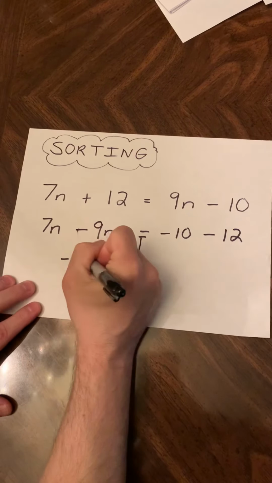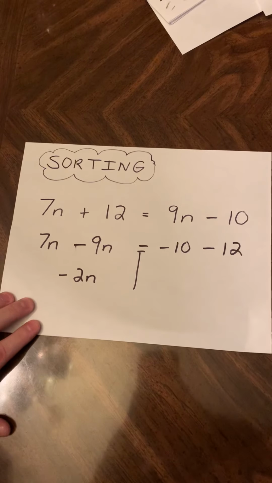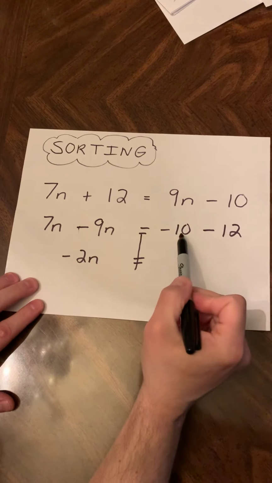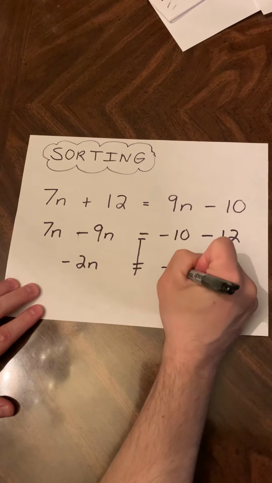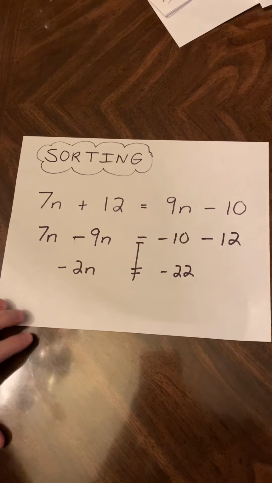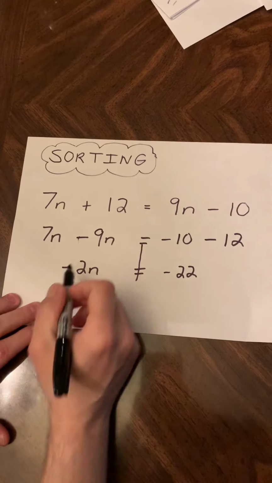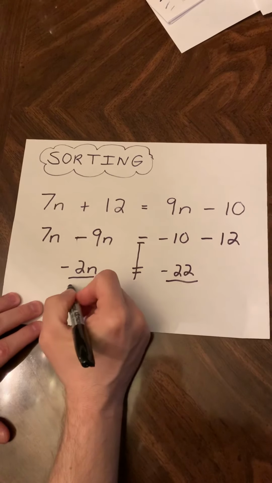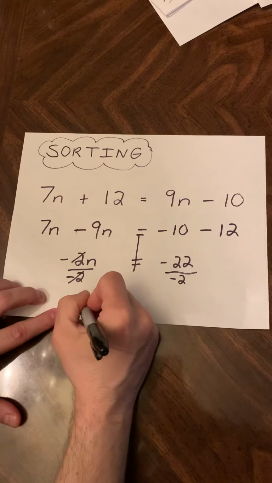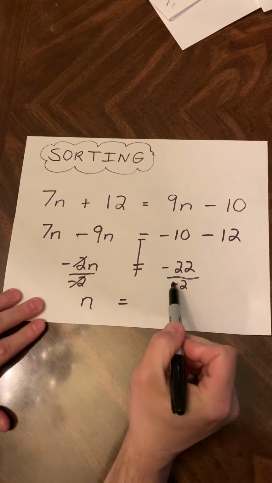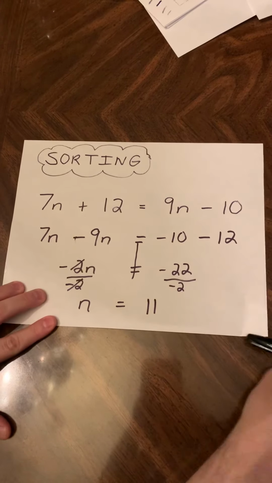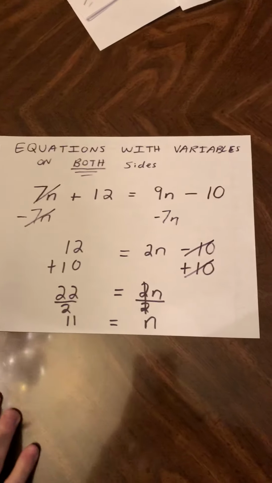7n minus 9n gives me negative 2n. On this side, I have a negative 10 and a minus 12. If I add those two together, negative 10 minus 12, I get negative 22. It looks a little different than the last time we did it, but you should end up with the same solution. Since n is being multiplied by negative 2, we divide both sides by negative 2. Just like in the last example, those cancel and we get n equals, and we learned that a negative divided by a negative is always a positive, so that would be positive 11. Same answer we got when we did this one here, just a little bit different way to show your work.